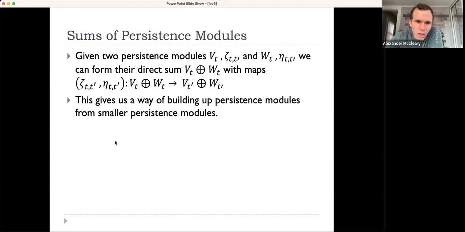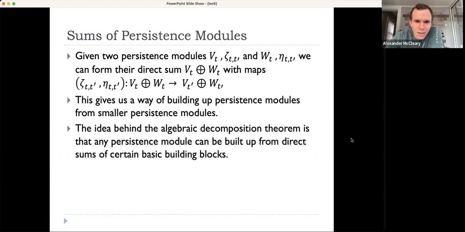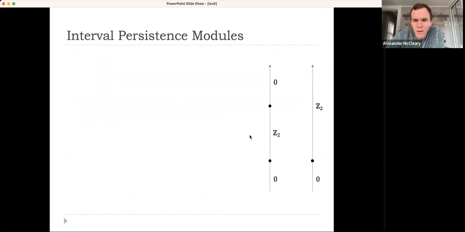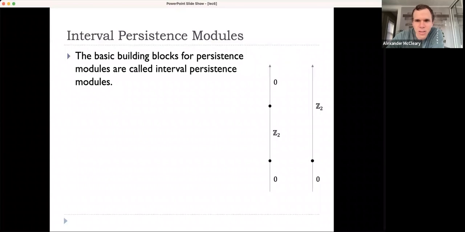And so that's actually going to be the case here. This leads us to the notion of the algebraic decomposition theorem, which says that we can always build up any persistence module as a direct sum of certain nice building blocks. Okay, so first let's talk about what these building blocks actually are. These building blocks are going to be called interval persistence modules. These are sort of the most basic persistence modules you can define.